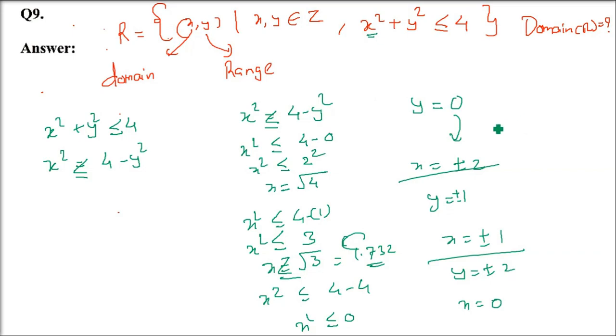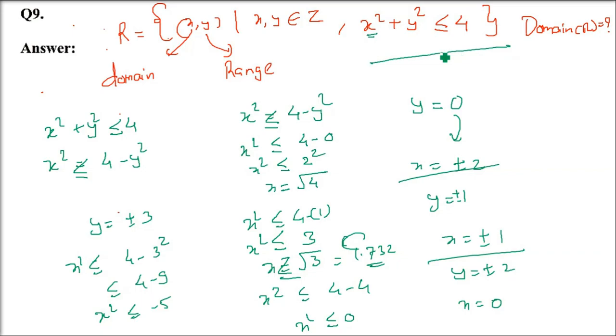Now, let us put y equals plus minus 3, and here it will fail. x square is less than or equal to 4 minus 3 square. It's 4 minus 9, it's minus 5. This is not possible, because whatever value you put in x, x square will always be on the positive side of the number line. So here the condition breaks.